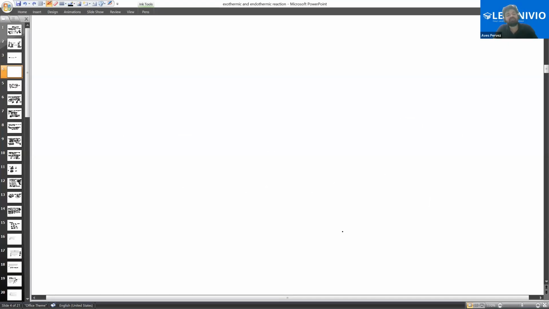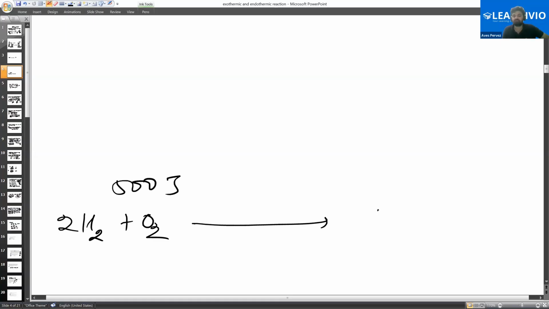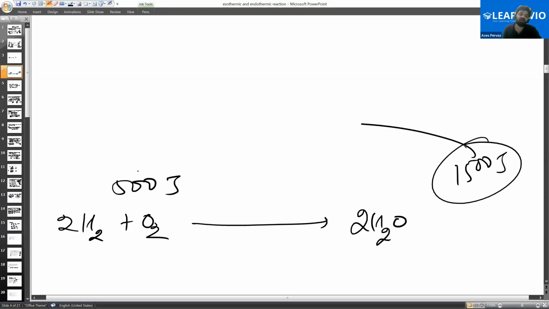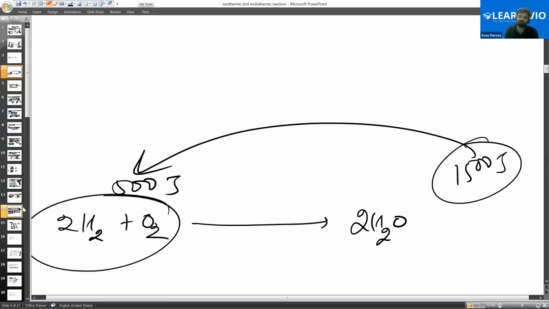So exothermic reactions are reactions in which energy is released. This is profitable. For example, if you spend 500 joule in breaking hydrogen and oxygen bonds, and the energy released during this reaction is 1500 joule in the formation of water, then out of this 1500 joule, 500 joule will go again for further reacting, and 1000 joule energy will be released in the environment. So this process will continue.